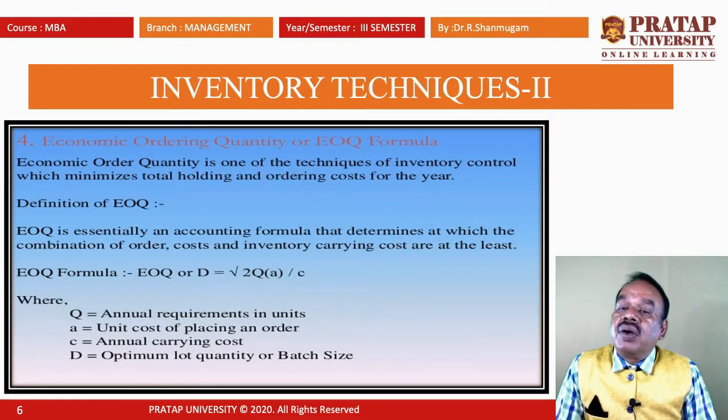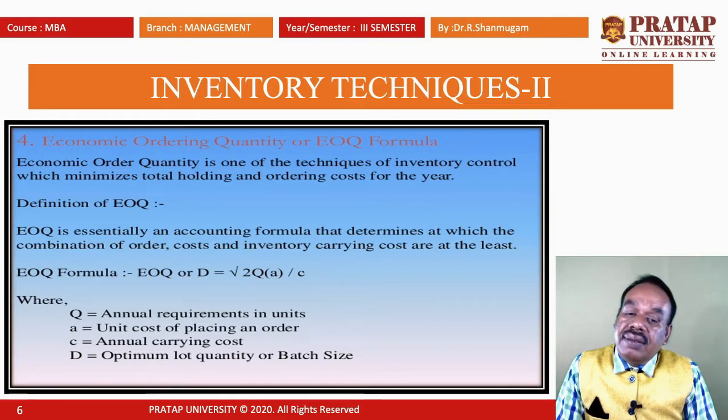Next, economic ordering quantity or EOQ formula. Economic ordering quantity is one of the techniques of inventory control which minimizes total holding and ordering costs for the year. So this is purely based on economics. They have to maintain the minimizing of the holding cost, so how economically they are operating in the store. EOQ is essentially an accounting formula that determines the combination of order cost and inventory carrying cost that is the least.